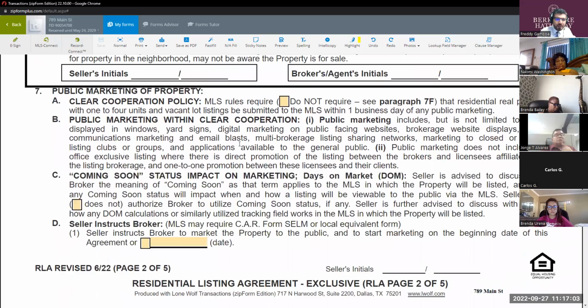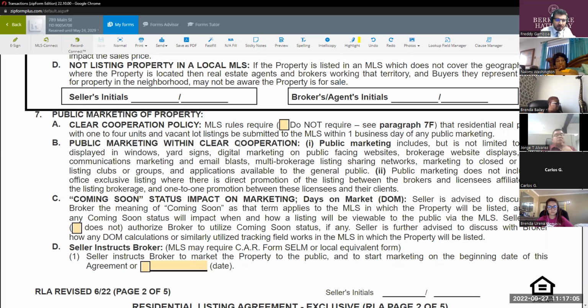Number 7, marketing, public marketing of the property. The Clear Cooperation Policy MLS rules requires or does not require, see paragraph 7, that residential real property with 1 to 4 units and vacant lot listings be submitted to the MLS within 1 business day for any public marketing. So we definitely want to market the property.